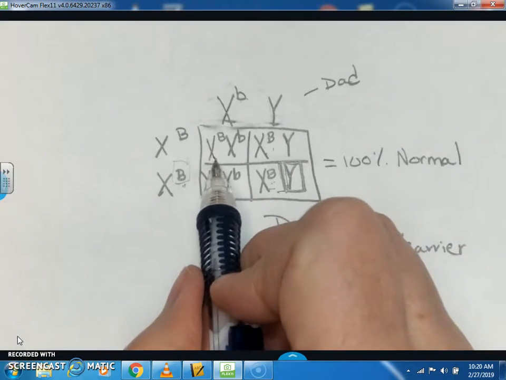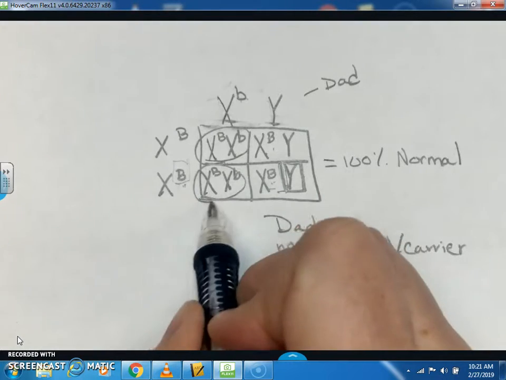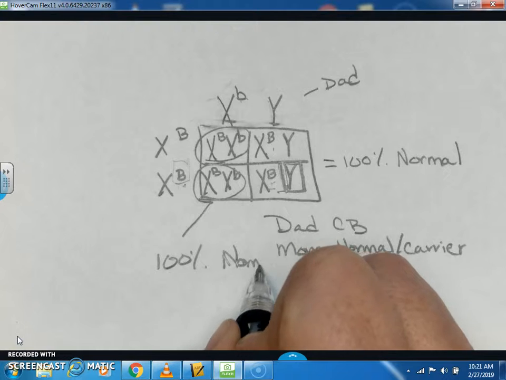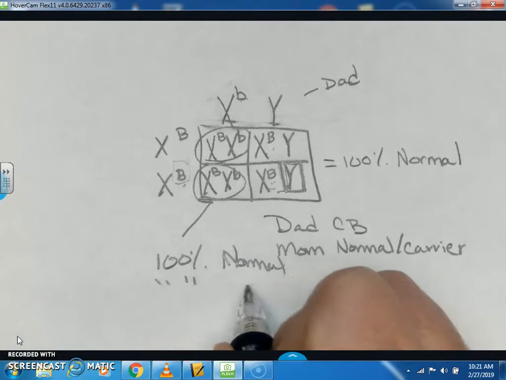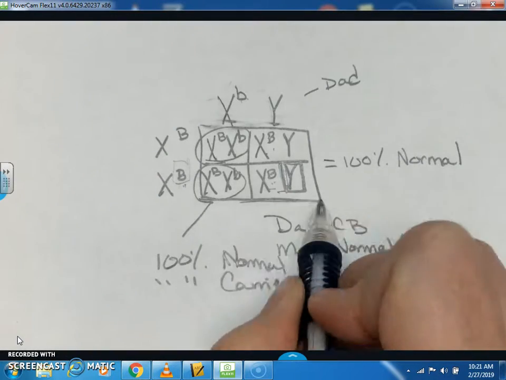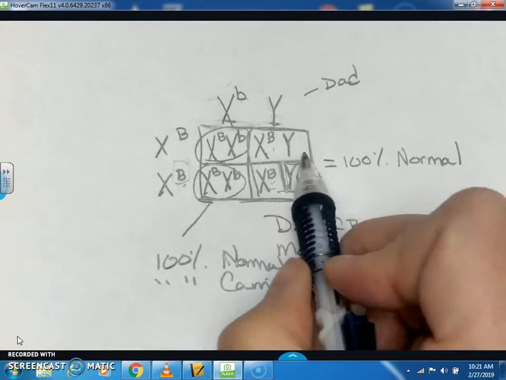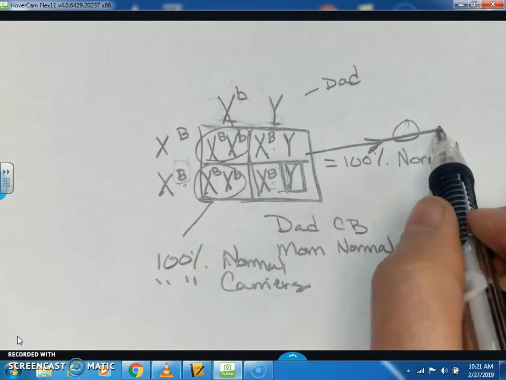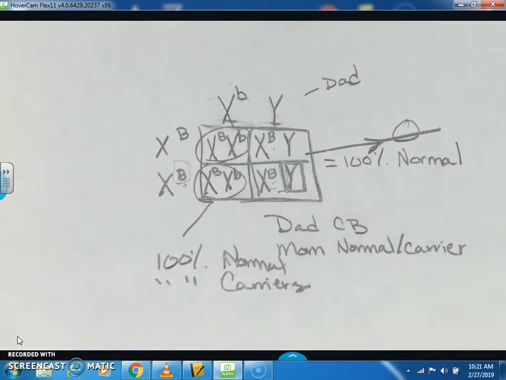So here we have 100% of the girls are normal, but they are also carriers. Now, the boys, can they give it to their children? Nope, they sure can't. So color blindness comes from the mom if you're a boy.